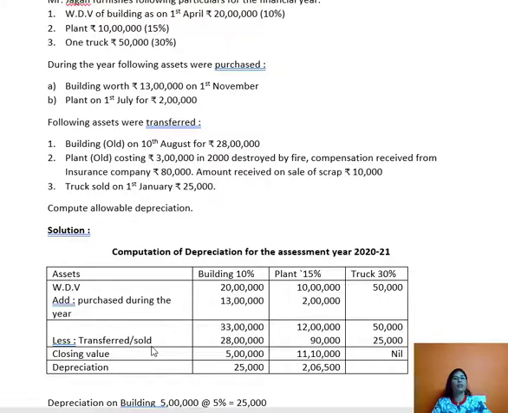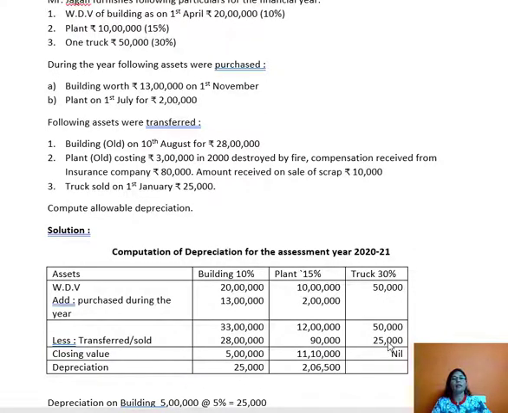Then less transferred or sold during the year. We have building which is sold for 28 lakh. So if you deduct 28 lakh, you get the closing value of 5 lakh for buildings. And plant costing 3 lakh rupees. It costs 3 lakh, but we have realized 80,000 plus 10,000, so only 90,000 from this. So again there is a loss.